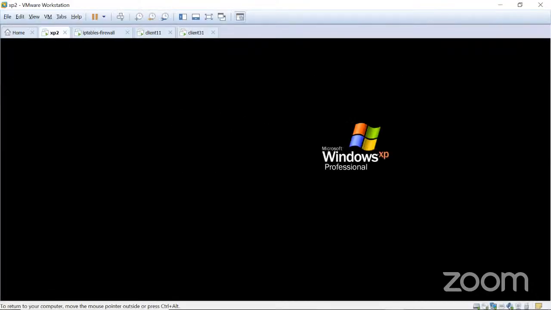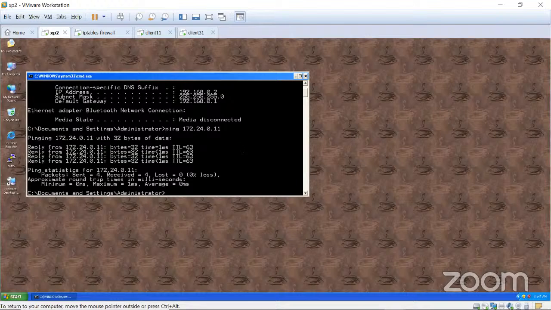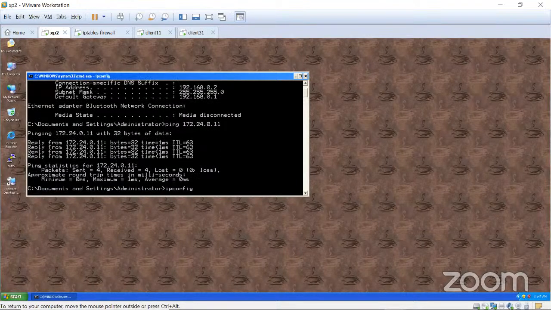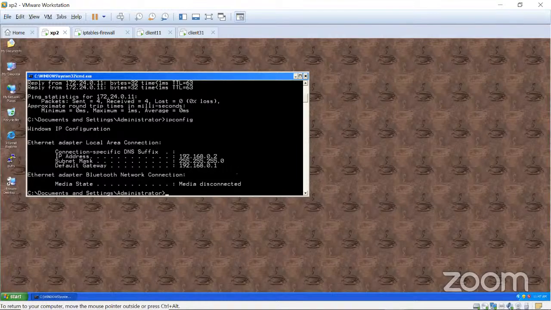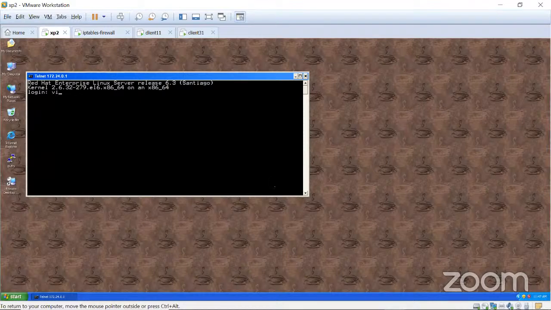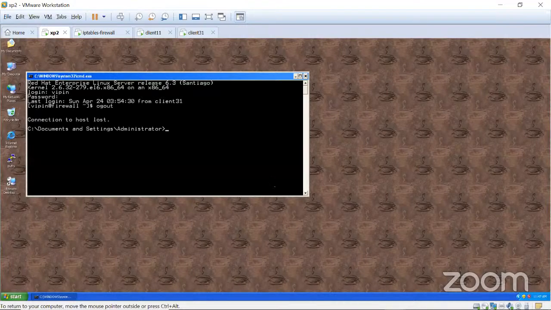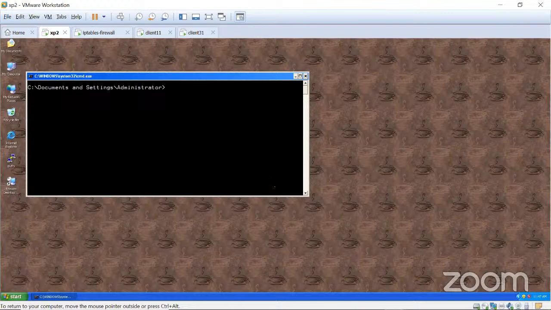XP. Now please remember, what is the IP address of this system? 192.168.0.2. You have not blocked the Chandigarh people, so it is just like Chandigarh. Let me see what happens. I'm going to say telnet 172.24.0.1. It is allowing. That means the second task, when we have to block the system, we can do.